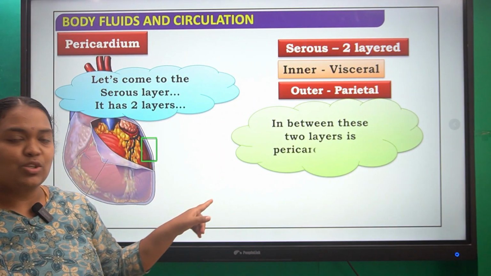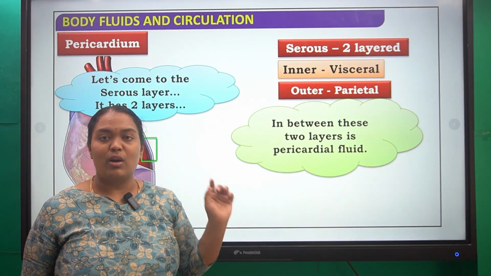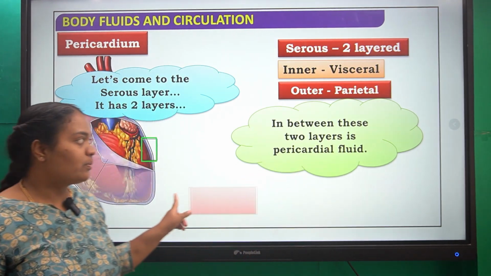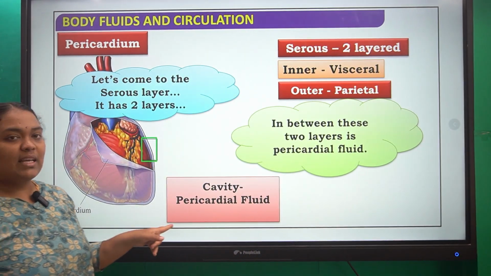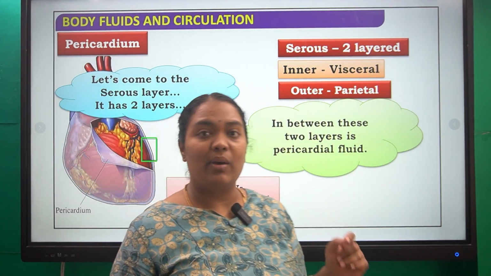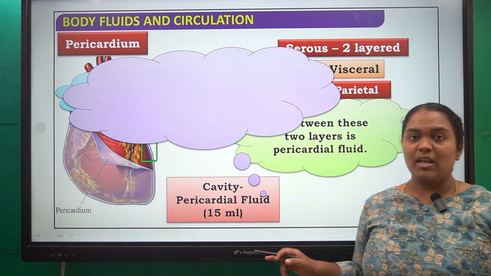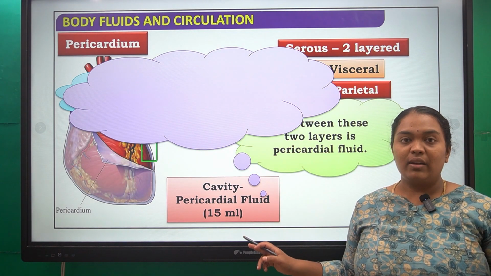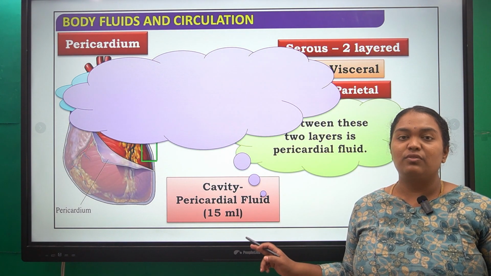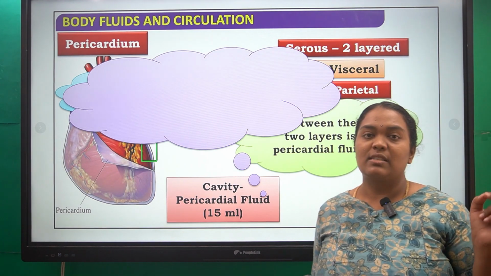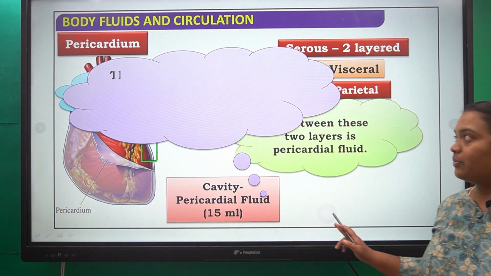So in between these 2 layers, whatever the fluid or liquidy material is there, that is called pericardial fluid. And the cavity is filled with the pericardial fluid, which when measured is 15 ml. When measured, the pericardial fluid is 15 ml. Please note it down. In an examination paper which is tough, this question may appear.